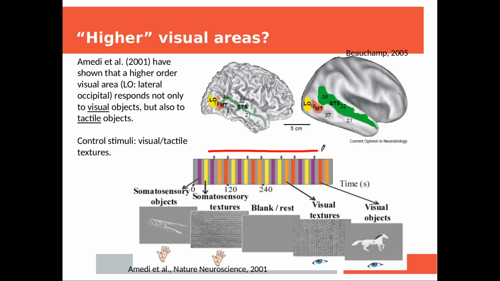So they had this experimental setup where they would have a somatosensory object with a texture, then visual textures, and then another visual object. So this is a picture of a carpet, and the people would also feel the carpet. And you'd have responses in the visual area when the person touched the carpet, right? Not seeing the carpet.